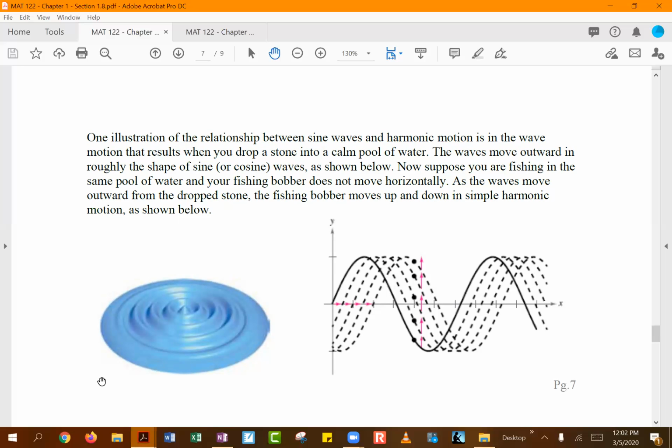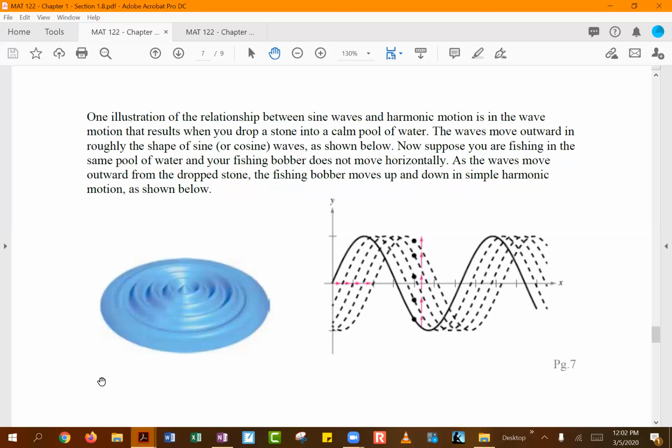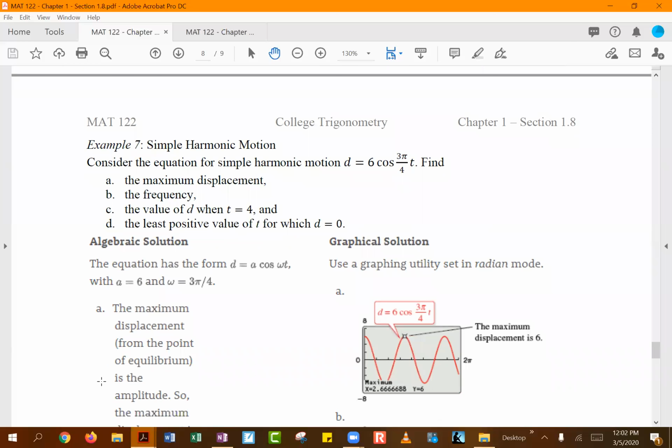So you can think of that as being the shape of the sine or even the cosine function. They're saying now, after you've dropped that stone and that rippling effect is happening, think about if you drop a fishing bobber, or you're trying to fish in that same rippling water, that fishing bobber is not going to go horizontally, right? Because those ripples are going to make that bobber go up and down. So that's what they're thinking about in terms of what that simple harmonic motion would look like. Either think about that spring being pulled up and down, or you can think about this example here with the bobber moving up and down.